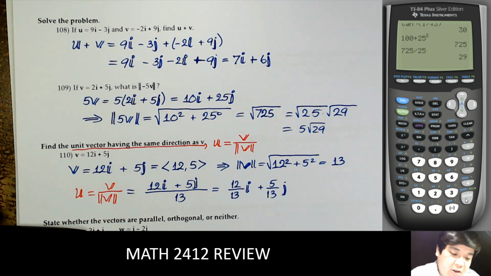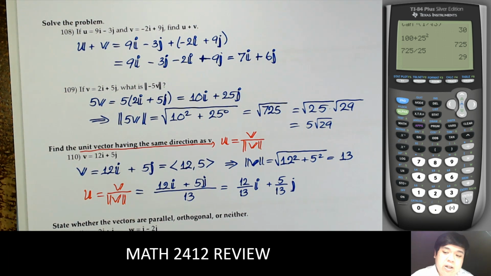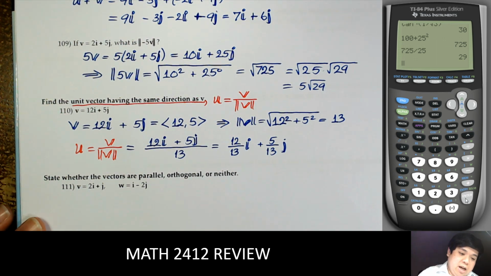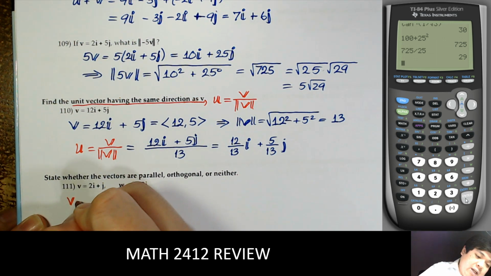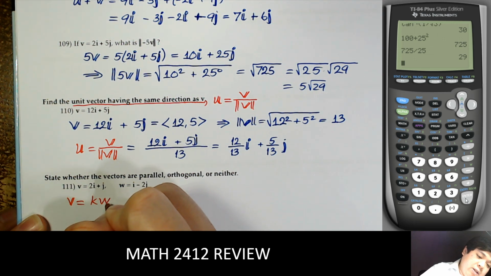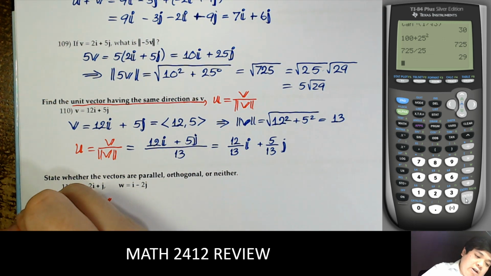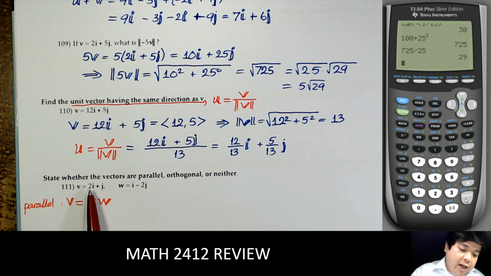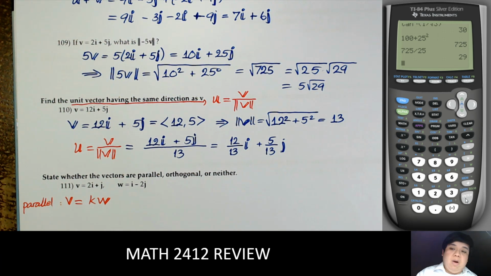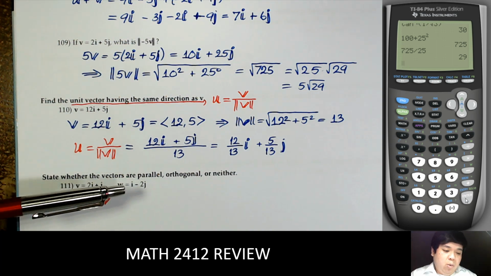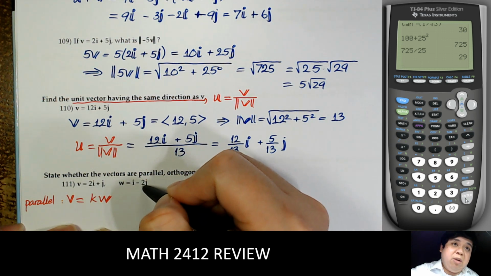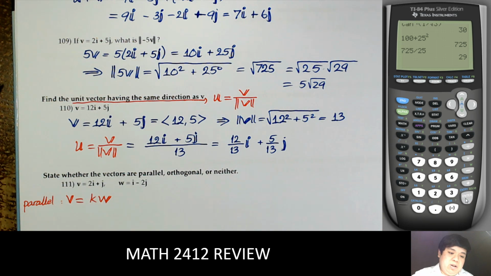Next, determine whether the vectors are parallel, orthogonal, or neither. If the vectors are parallel, they must be multiples of each other, meaning that v is equal to k times w. Like the first one, if we multiply by 2, the second one we don't multiply by 2. So this is not parallel. We just take the ratio here: 2 divided by 1 is not the same as 1 divided by negative 2. So they're not parallel.